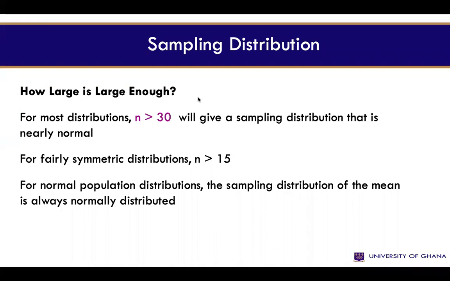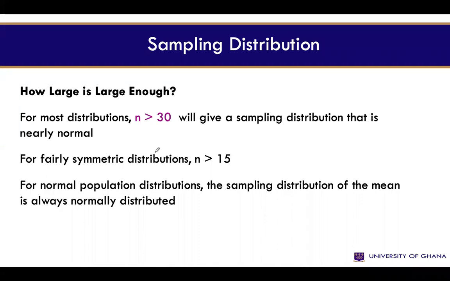So for most distributions, a sample size of more than 30 would give you a distribution that is fairly normal. Other books also talk about 25, others talk about 30. We are going to use either of these numbers in what we do, but I think 30 is what has been in use for the most part. For fairly symmetric distributions, as I mentioned, that generally depends on the shape of the distribution, even a sample size of more than 15 would do, right?